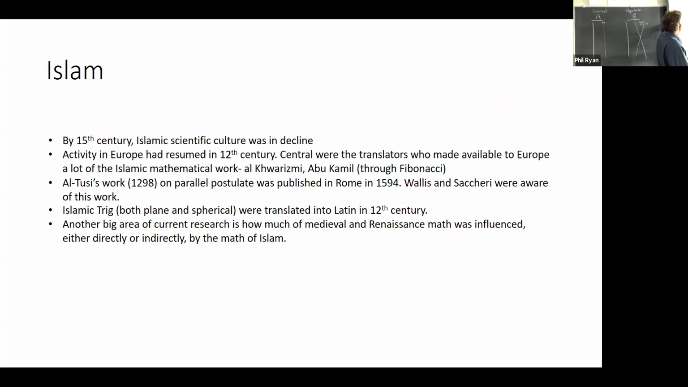But even with all these things, if you go to a PhD program in history of mathematics and science, that's a big kind of area. It is how much of medieval and Renaissance math in Europe was influenced by Islamic math, either directly or indirectly. So we've already seen lots of tantalizing evidence that there was a lot of influence.